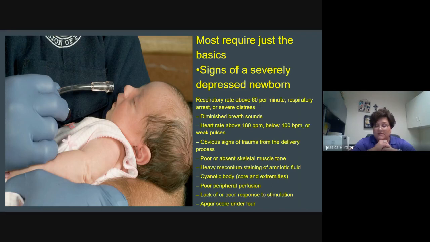If there are obvious signs of trauma during the delivery process, expect your babies to be severely depressed. If they have poor or absent skeletal muscle tone, if there's heavy meconium staining, maybe their little body is completely cyanotic, indicating poor peripheral perfusion, or there is a poor response to stimulation, their Apgar score is usually going to be less than 4. They are considered to be severely depressed. Okay, depressed and suppressed. So we need to act accordingly.